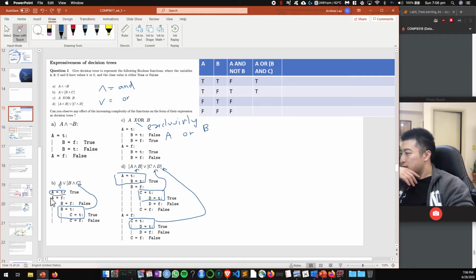Cool. So as soon as A is true, you're good, right? Now if A is false, the only way this can be true is you need B and C to be true. As soon as B is false, you're done. So it looks something like that.